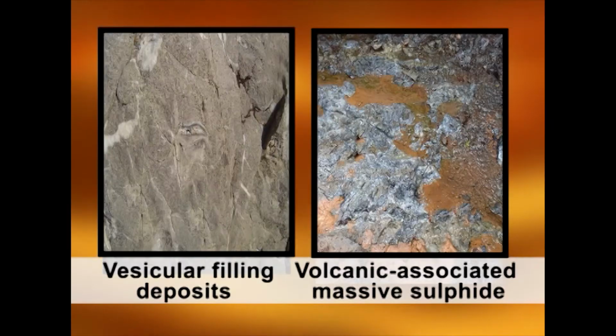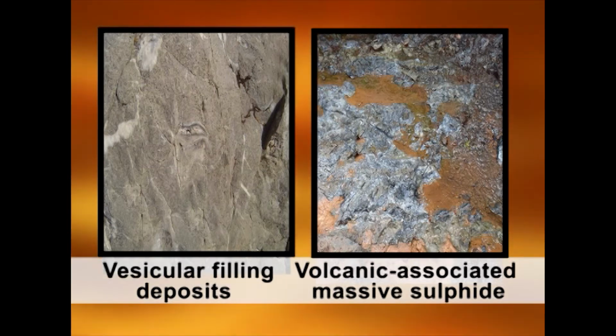There are two principal types of deposits to be found in volcanic rocks: vesicular filling deposits and volcanic associated massive sulfide deposits. The first deposit type is not very important, but the second type is a widespread and important producer of base metals, often with silver and gold as byproducts.